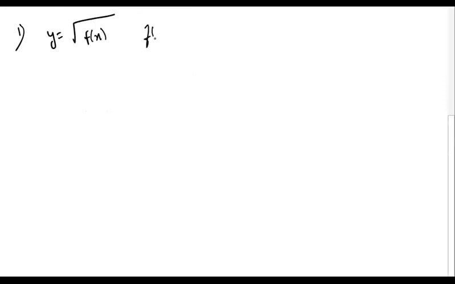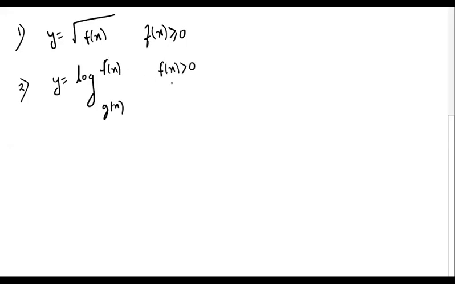Then f of x should be greater than or equal to 0. That's the first thing that we have studied, right, everyone? Then second, the logarithmic function, which means if I have y is equal to log of f of x to the base g of x, then f of x should be greater than 0. See, it is greater than 0, not greater than or equal to, just greater than 0. And g of x should also be greater than 0 and not equal to 1. It should not be equal to 1. Okay, so these two we have studied, right?